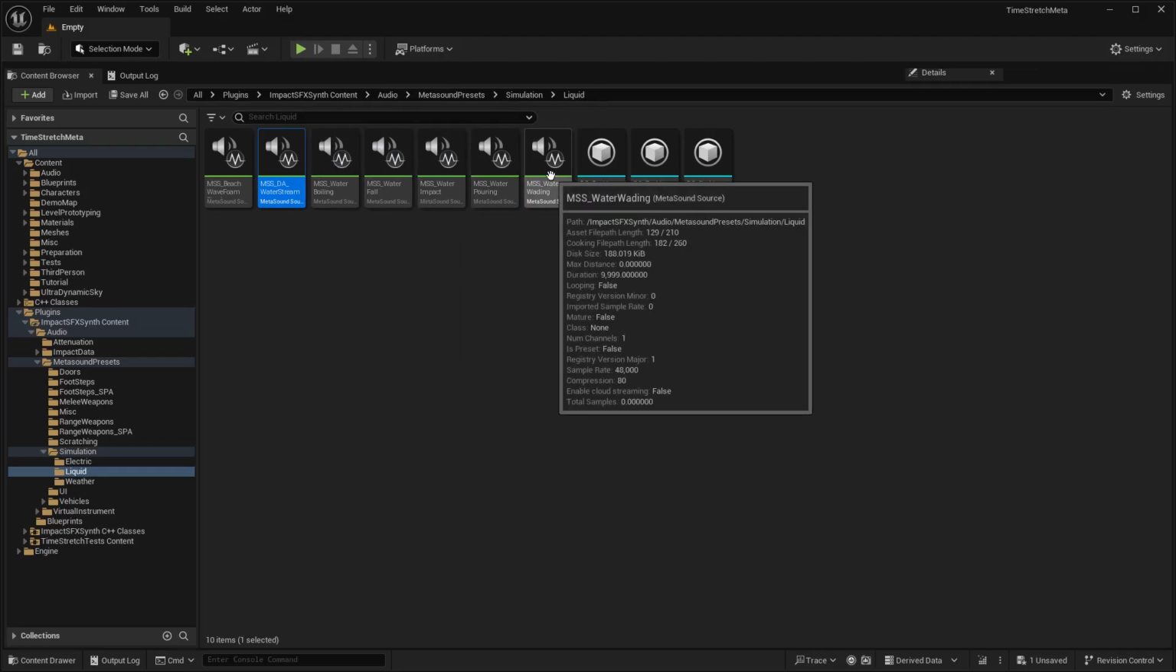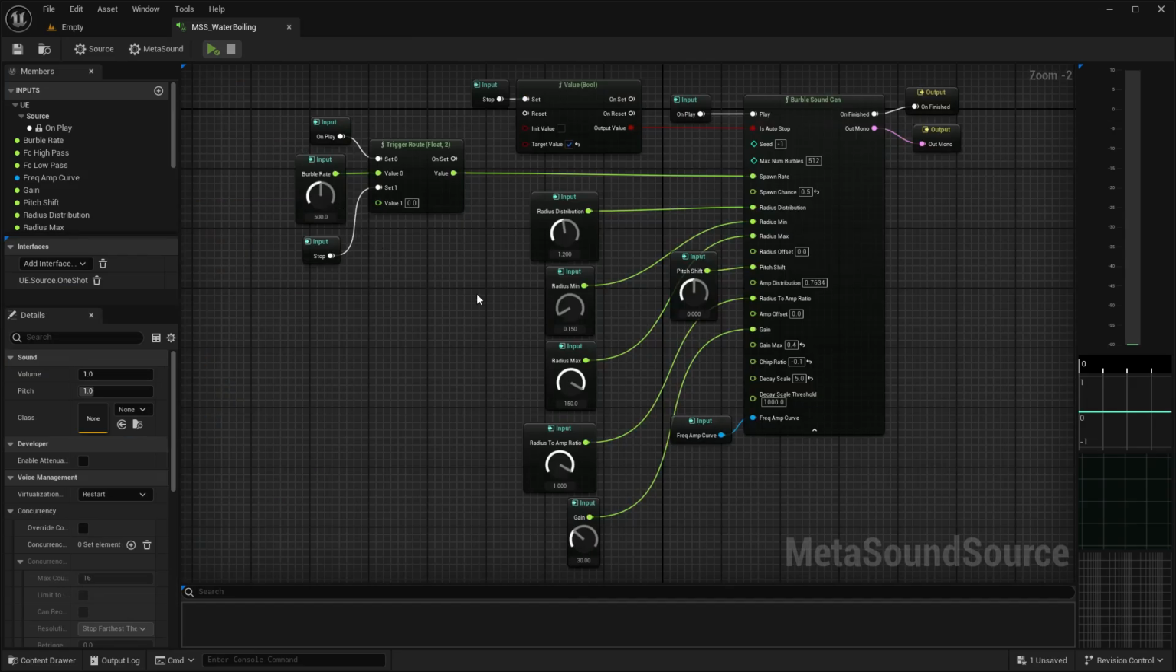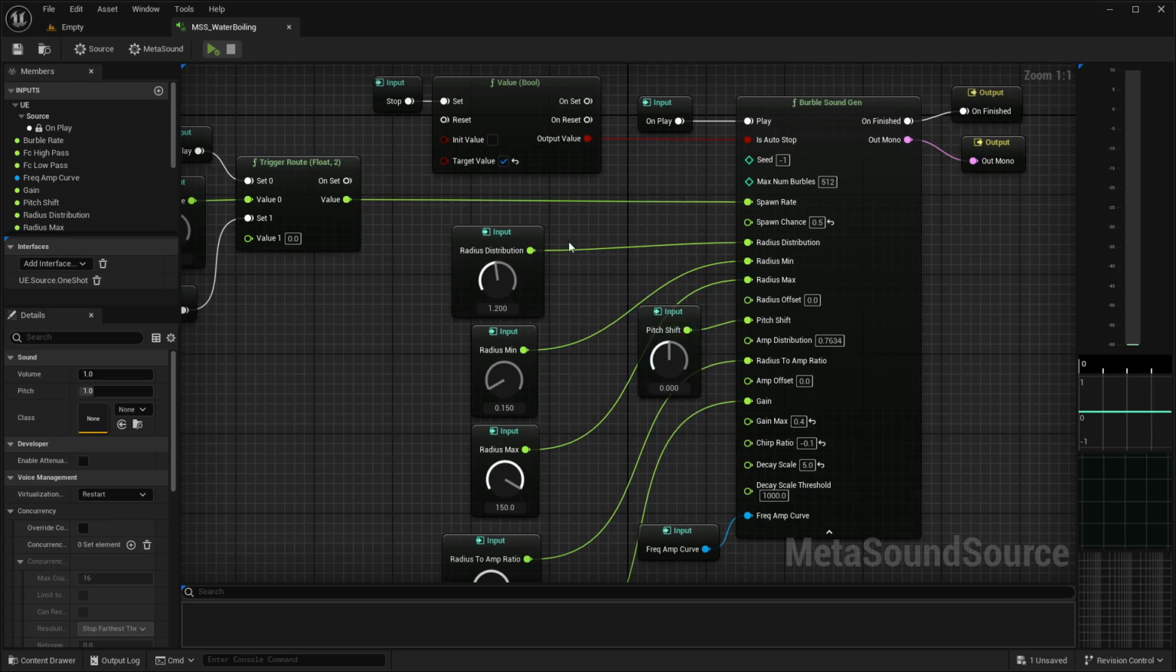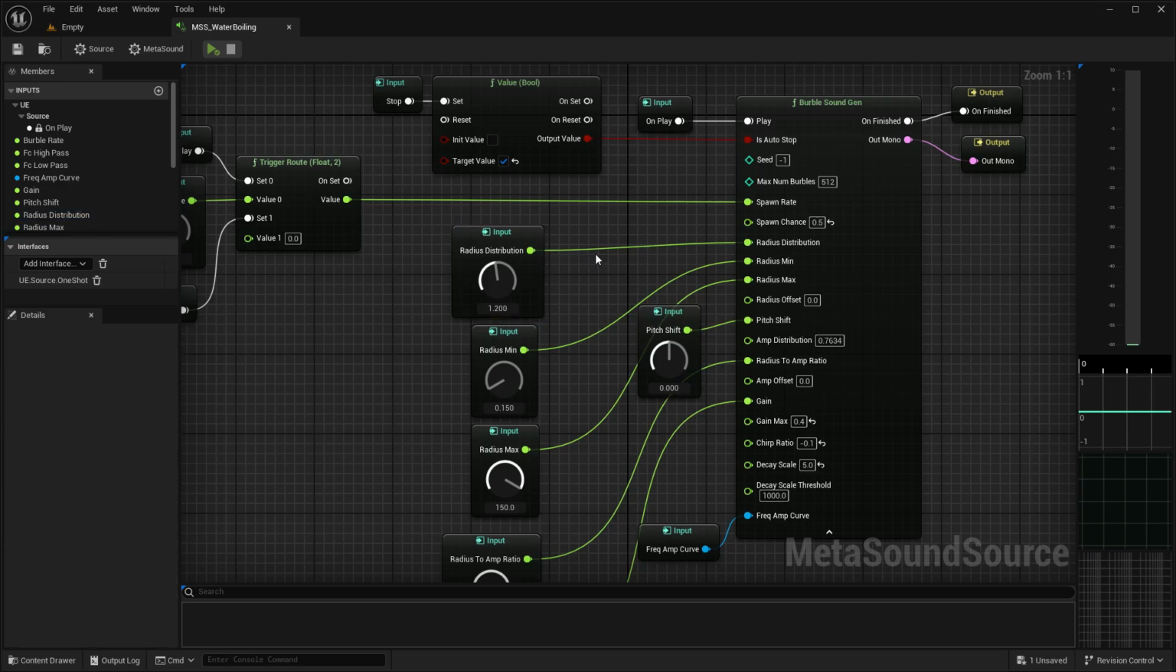The waterfall graph is quite similar to the water stream. Let's view this boiling graph. In this graph, you will see that we increase the radius distribution to 1.2. So big bubbles will be more dominant than small ones. To make big bubbles decay faster, the decay scale is also set to 5. You can reduce this if you think it's better.